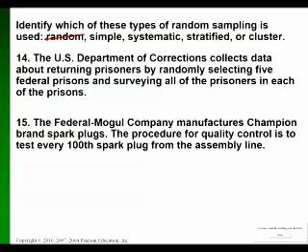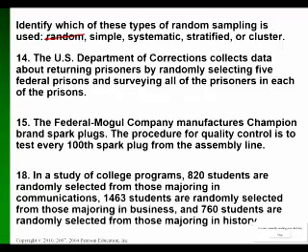In a study of college programs, 820 students are randomly selected from those majoring in communications, 1,463 students are randomly selected from those majoring in business, and 760 students are randomly selected from those majoring in history. Is some kind of grouping going on? It's easy to group students by major. Put the communications majors over here, the business majors here, the history majors here, and make sure you get some of all three. What kind of sampling is that?